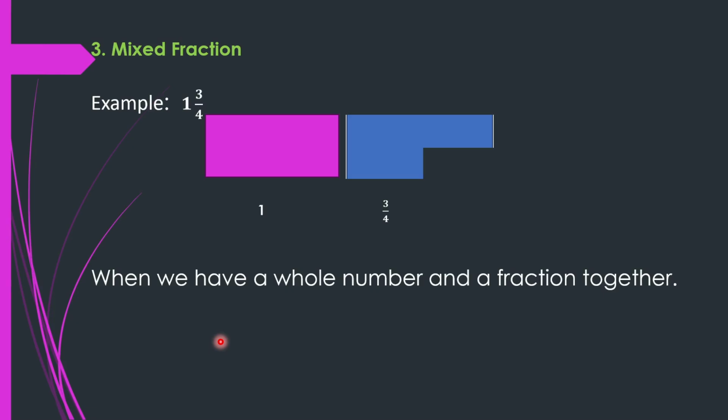Next is a mixed fraction. A mixed fraction has a whole number and a fraction together. That means 1 whole and 3 parts out of 4. This is called a mixed fraction.